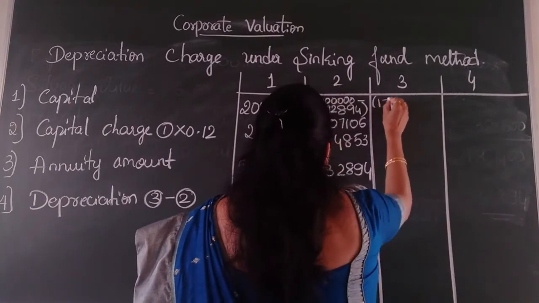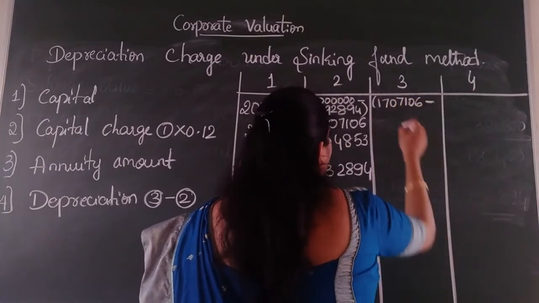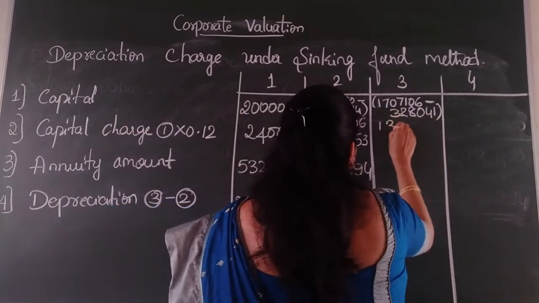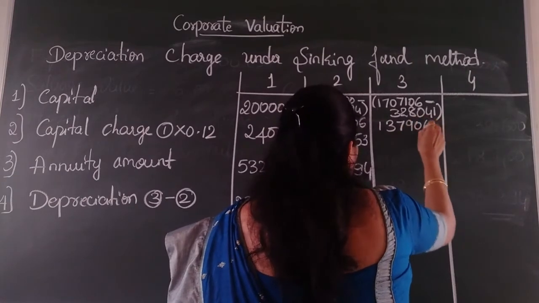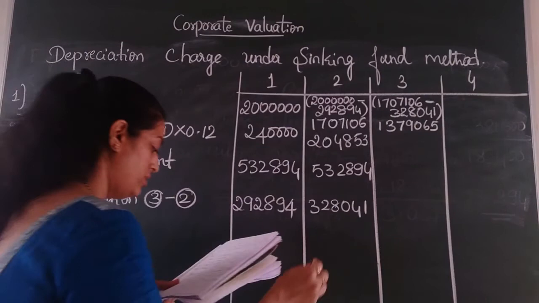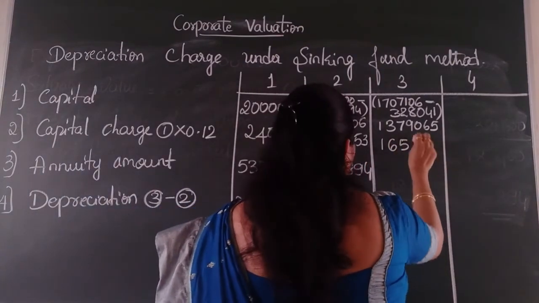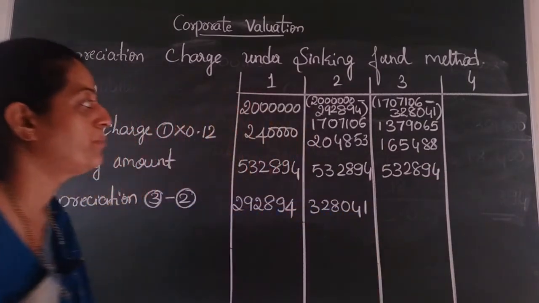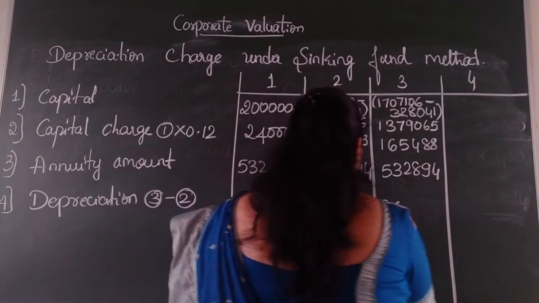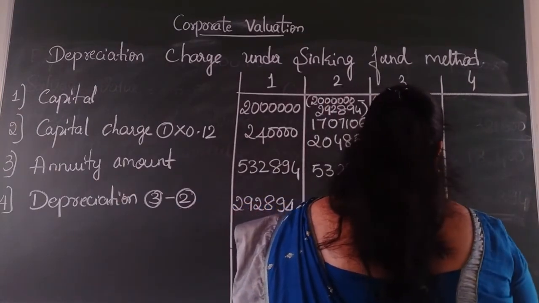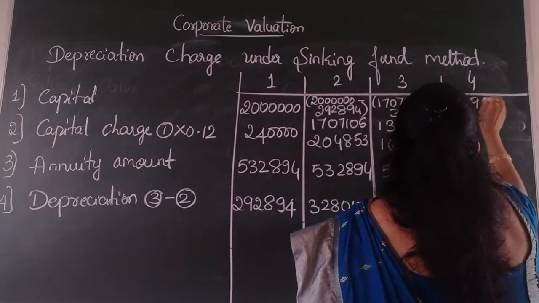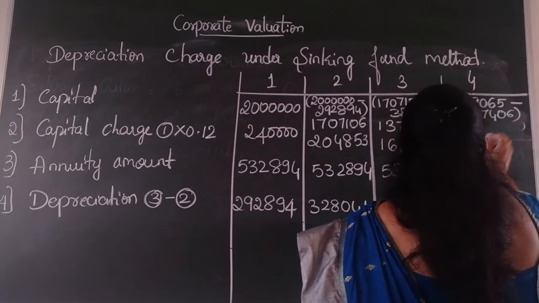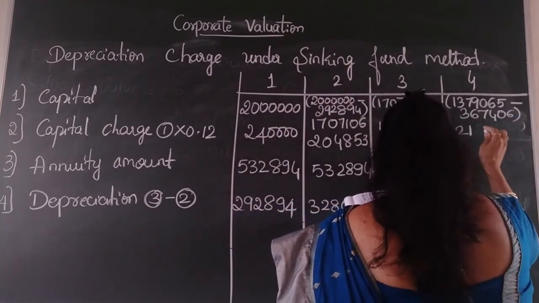So from 17,07,106 minus 3,28,041 gives you 13,79,065. Multiply by 12%, 1,65,488. Annuity amount 5,32,894. 5,32,894 minus 1,65,488 gives you 3,67,406. So 13,79,065 minus 3,67,406 gives you 10,11,659.